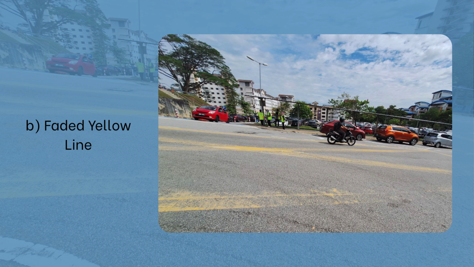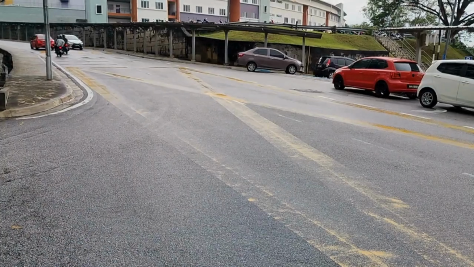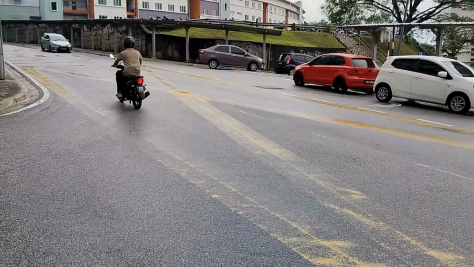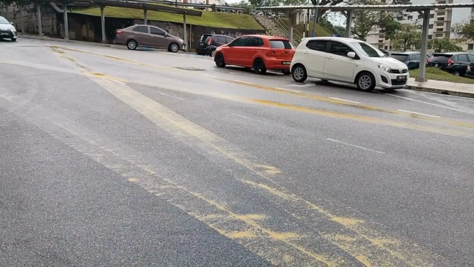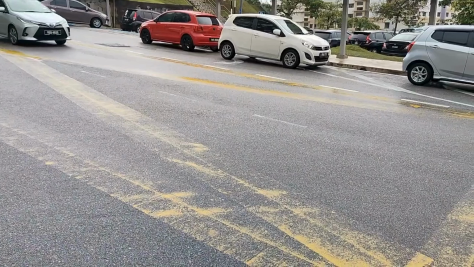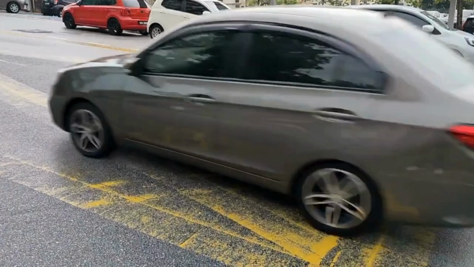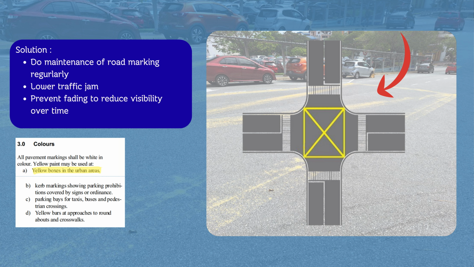The second visual aid problem is the faded yellow line. The yellow box is not visible enough and already faded. This can cause drivers to not know their stop point. They often enter the box, blocking cars trying to turn or cross. This leads to road congestion. For the solution, maintenance of road markings needs to be done regularly. Based on standard, colors should be visible enough for drivers to stop. This helps lower traffic jams. By maintaining it regularly, it can prevent fading and reduced visibility over time.